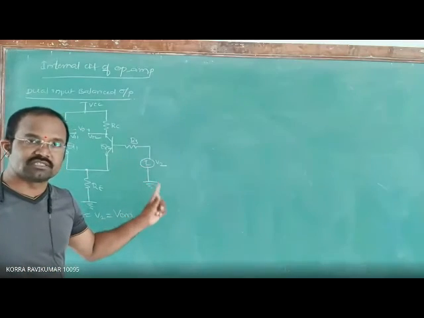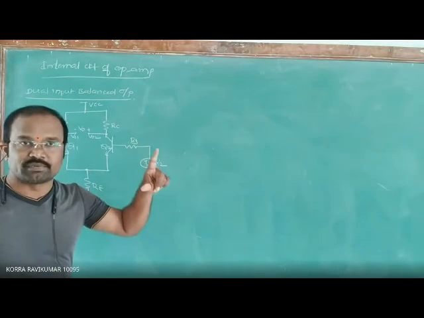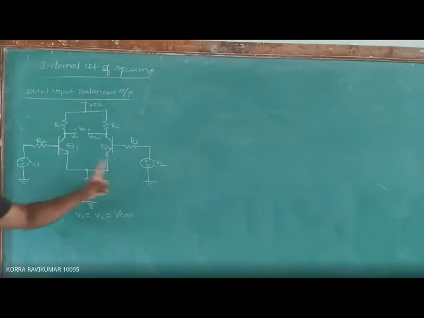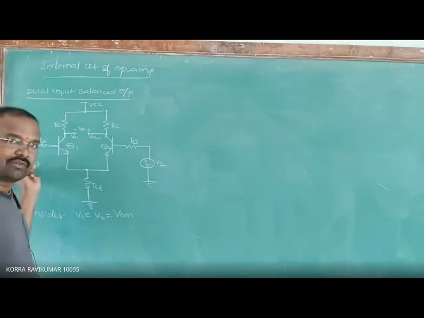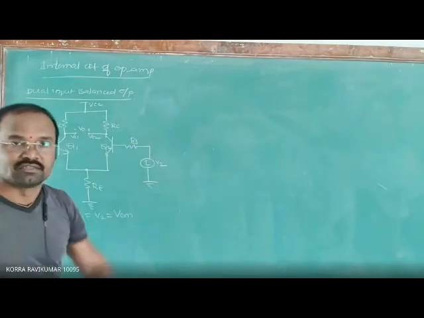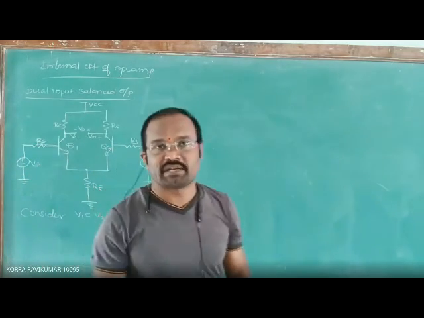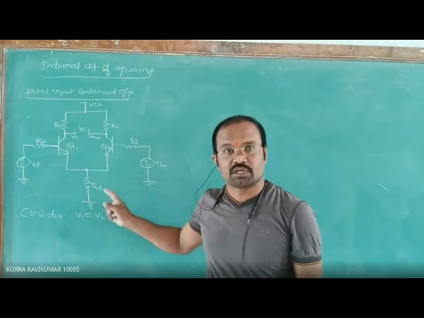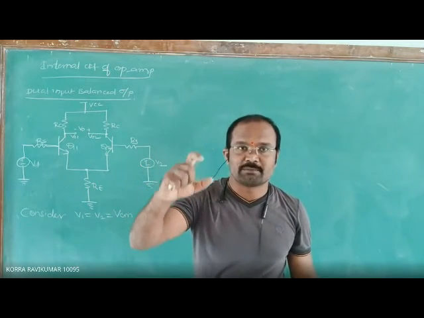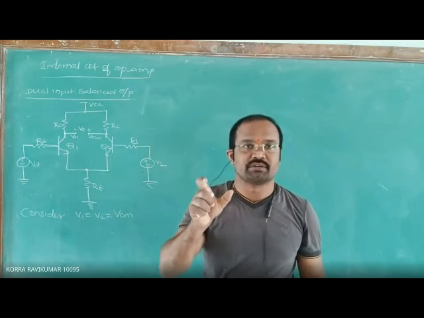A sinusoidal signal, a sine wave with 5 volts amplitude. Here 6 volts is there, here also you have to apply 6 volts. 10 volts, 10 volts, 1 millivolt, 1 millivolt, whatever it is. But the signals applied at the first transistor and second transistor inputs must have the same amplitude and same time period.